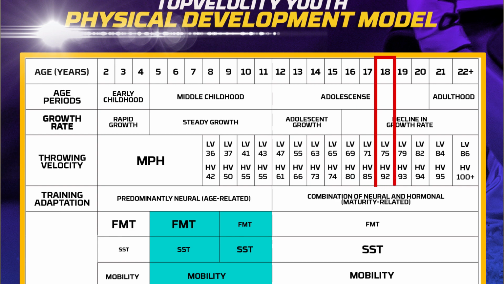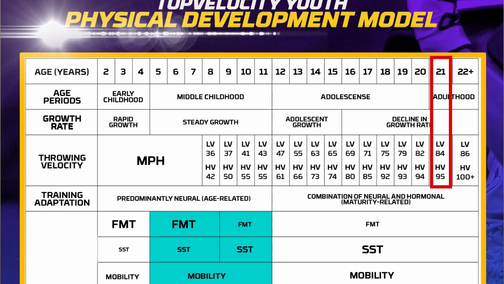Age 18, low velocity 75, high velocity 92. Age 19, low velocity 79, high velocity 93. Age 20, low velocity 82, high velocity 94. Age 21, low velocity 84, high velocity 95. And 22 plus, low velocity 86, high velocity 100 plus.